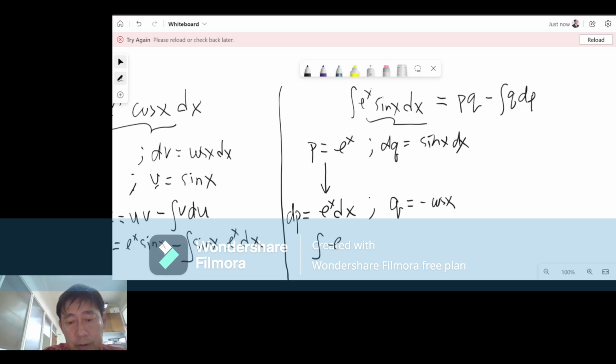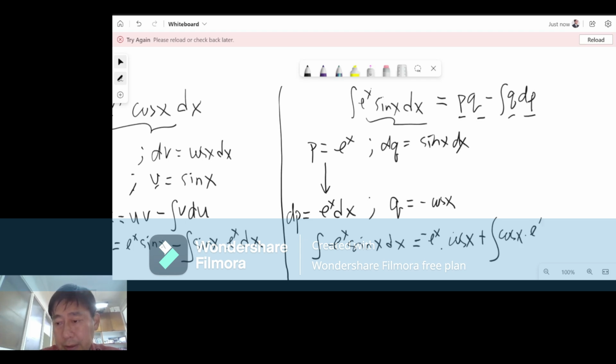As a result, the integration of e power x sin x dx is then expressed as the product of p, which is e^x, and q, which is cos x, with a minus sign, minus integrations of q, which is minus cos x, and dp, which is just e^x dx.